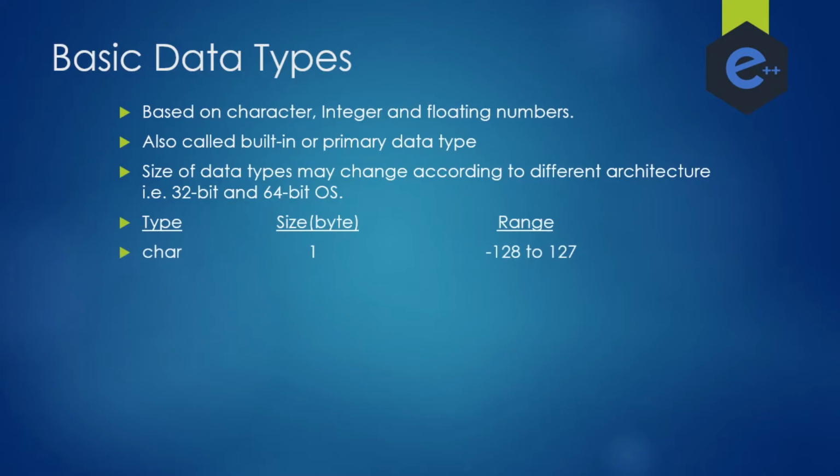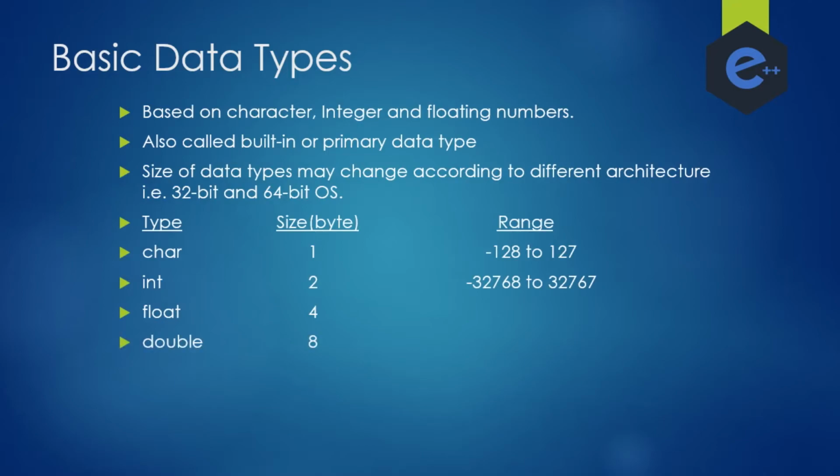1. Char takes 1 byte memory and ranges from -128 to 127. 2. Int takes 2 bytes memory and ranges from -32,768 to 32,767. 3. Float takes 4 bytes memory.